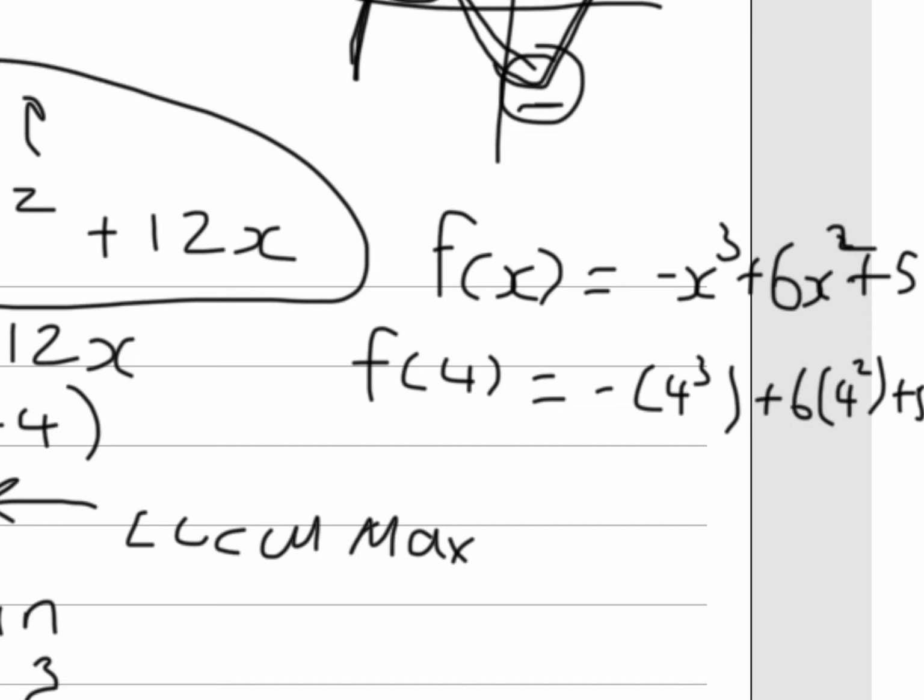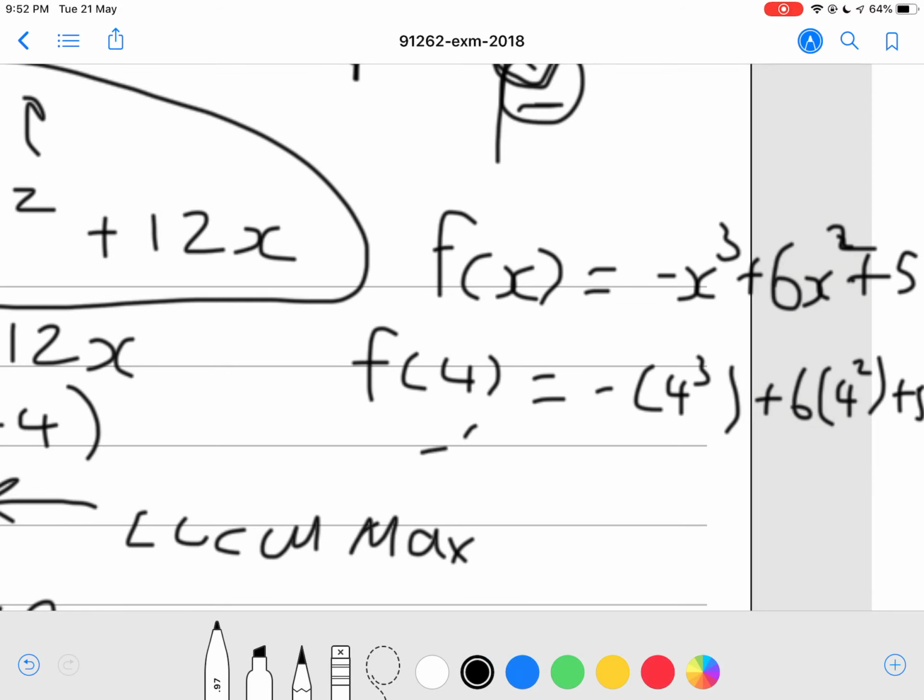So 4 cubed is 64, so it becomes negative 64. Negative 64 plus 4 squared, 16, times 6, that's 96. So plus 96 plus 5. And that actually gives you 37. That equals 37. So therefore, we found the y when x equals 4.